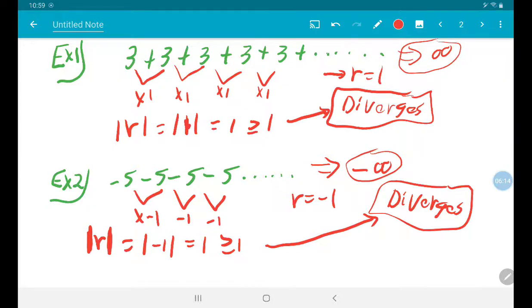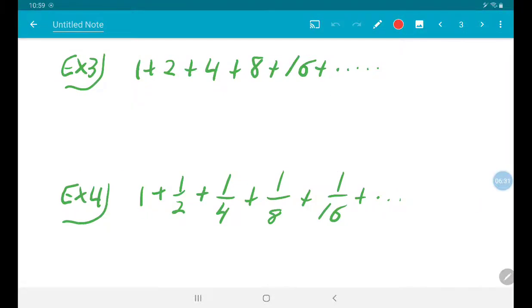So in each case, if I were to go out, like 5,000 terms, like here, I'm just going to be adding another 3. Here, I'm going to be adding a -5. It keeps changing the value of the function, of the series, making it either bigger or smaller. Let's try something like this.